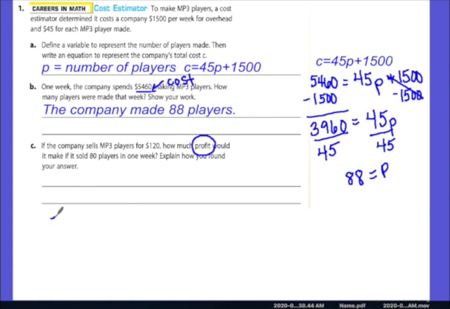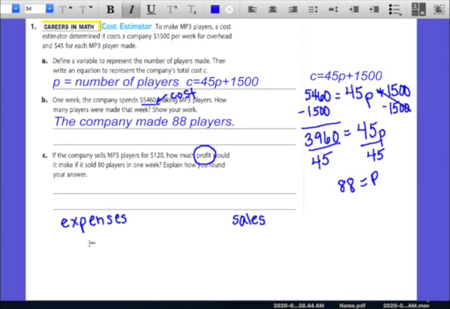So the first thing I'm going to think about is profit. The way that I find profit is I think about my expenses, and I also think about my sales. The difference between the sales and the expenses, if it's a positive number, is your profit. So the first thing that I need to do is find out what the expenses were for this company the week that they sold 80 players.